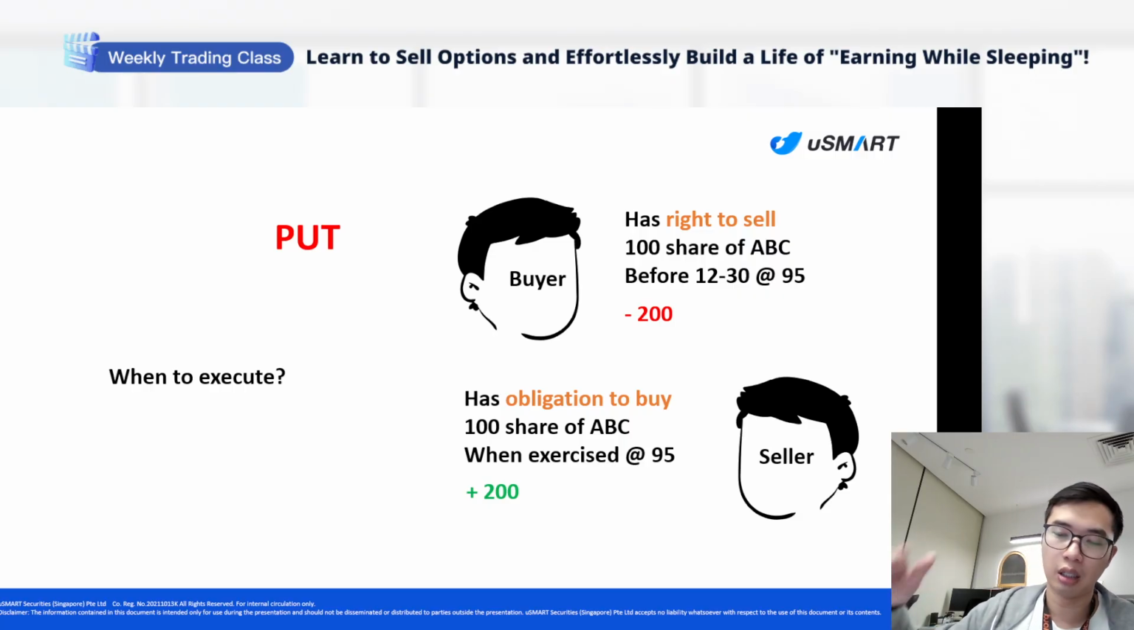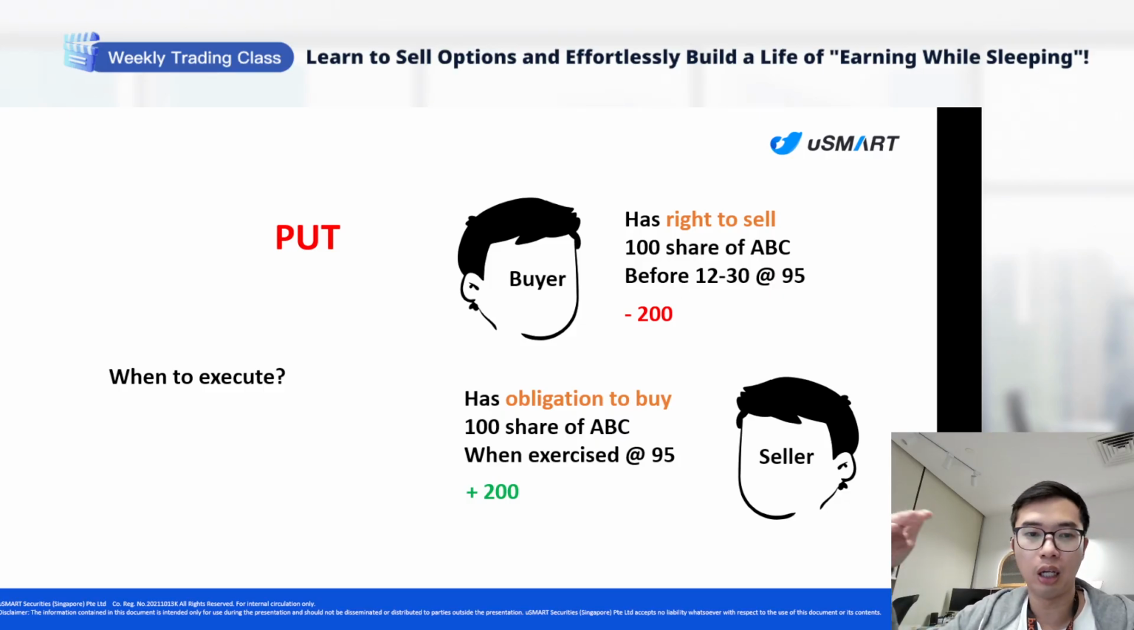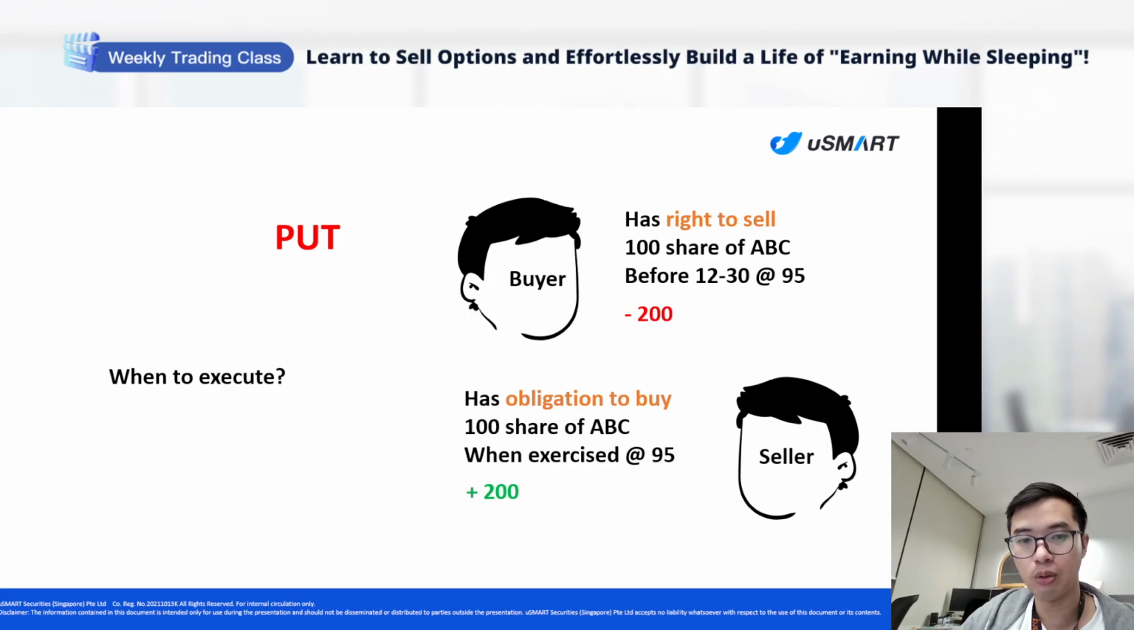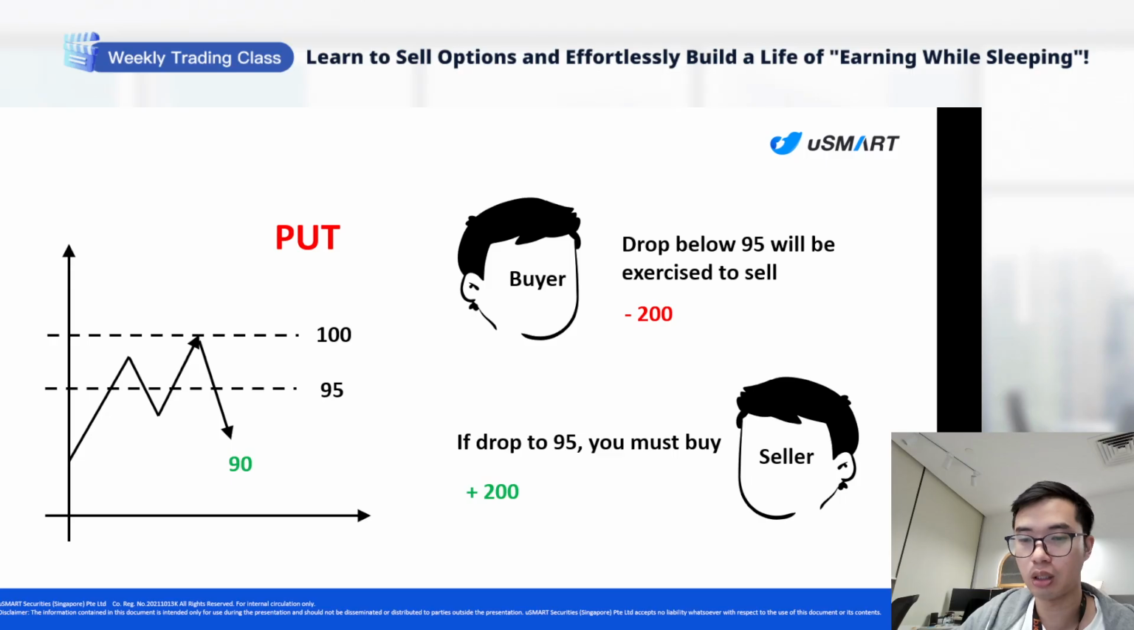Just remember, the strike price is the take profit level for the call seller, and for the put seller, the strike price is the buy limit. Because you have the obligation to buy 100 shares of ABC when exercised at $95. So if the price hits below $95, you have the obligation to buy 100 shares at $95. You have to buy the stocks when it hits below 95.